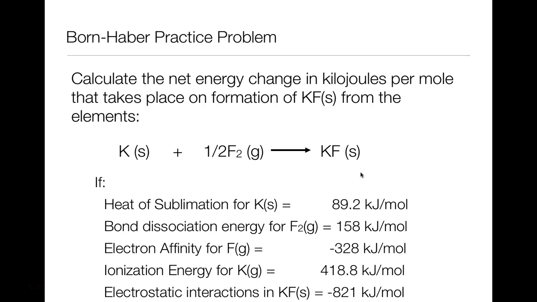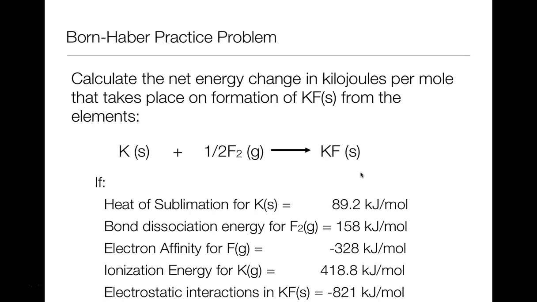But we have the heat of sublimation for potassium, so it's going from potassium solid to potassium gas. We have the bond dissociation energy for F2, so the amount of energy it takes to take 1 mole of F2 and separate that into atomic fluorine gas, so just F instead of F2. We see the electron affinity for F, so how much energy is released when fluorine gains an electron.